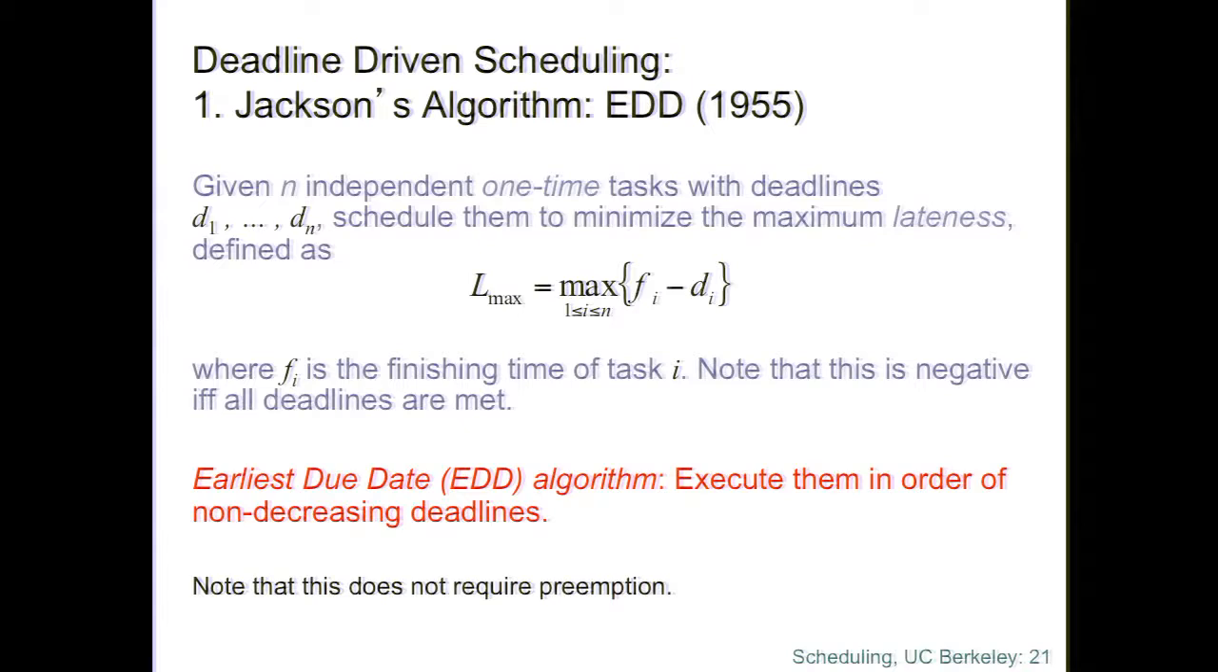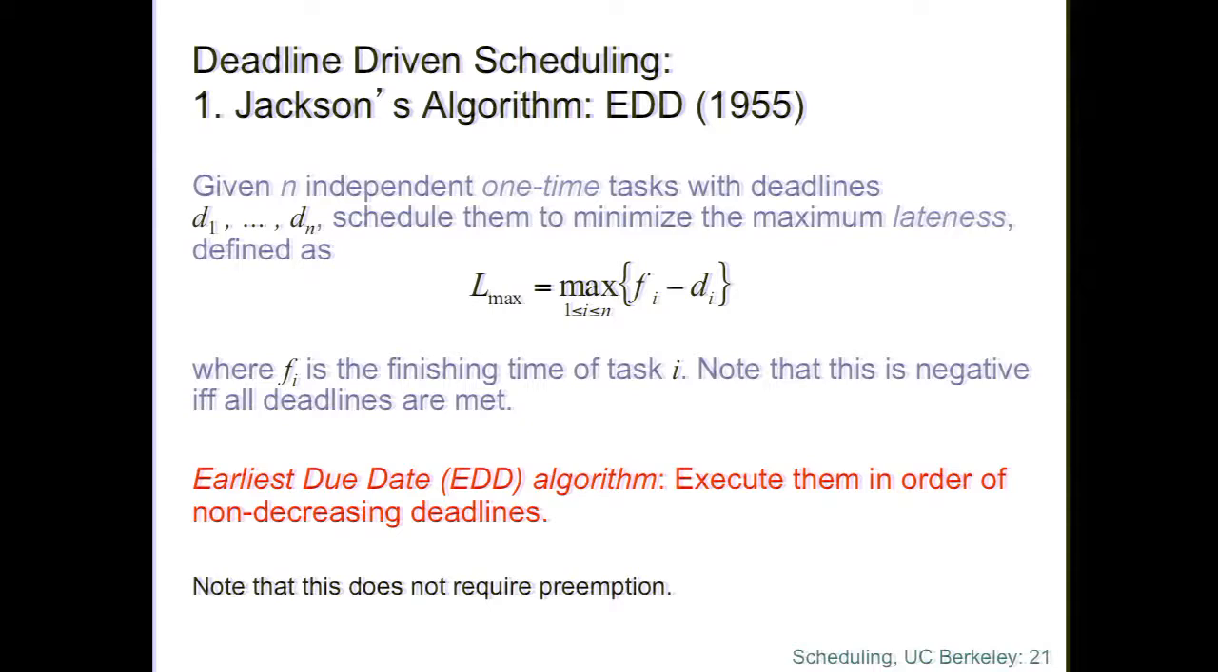So Jackson's algorithm assumes you have n independent one-time tasks. One thing that's not explicitly stated here, but it's kind of implicit, is that you know all those tasks before you even start trying to solve the scheduling problem. You know all the tasks that are going to be done. So if one of your professors pops an assignment on you, this algorithm no longer applies.